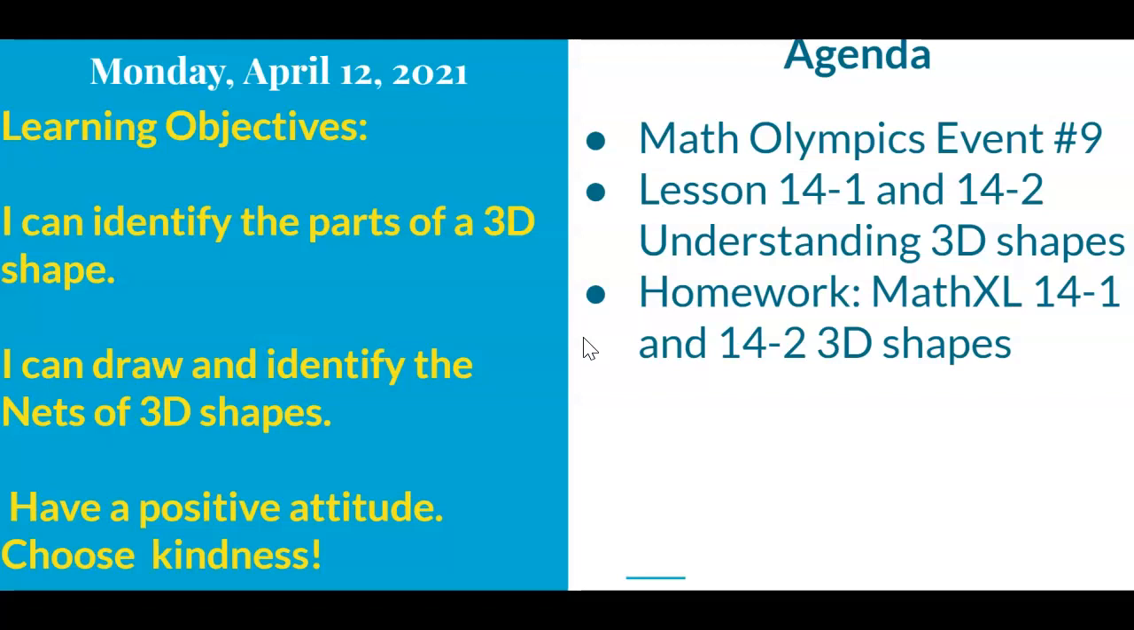You should have already completed Math Olympics event number 9 today. Then what we're going to do today in class is lesson 14-1 and 14-2, which is talking about and understanding 3D shapes. Your homework tonight is Math Excel 14-1 and 14-2 3D shapes.